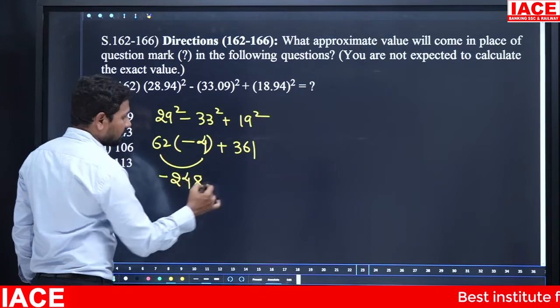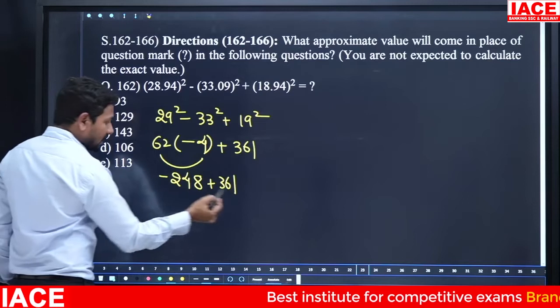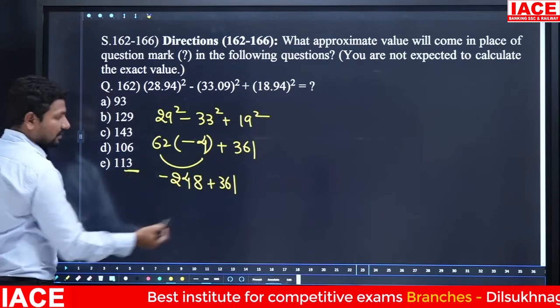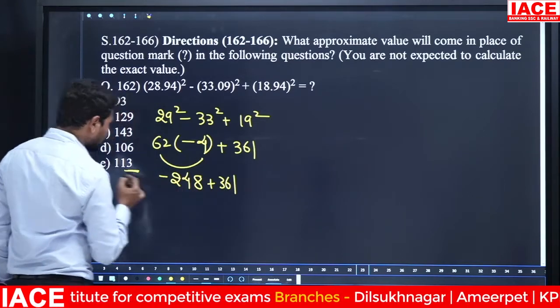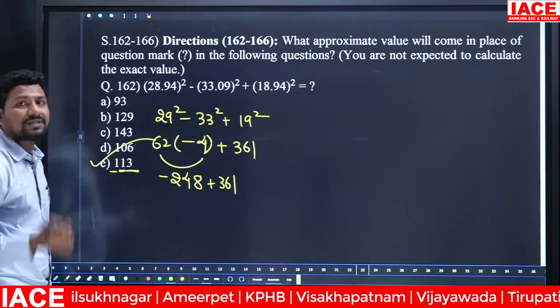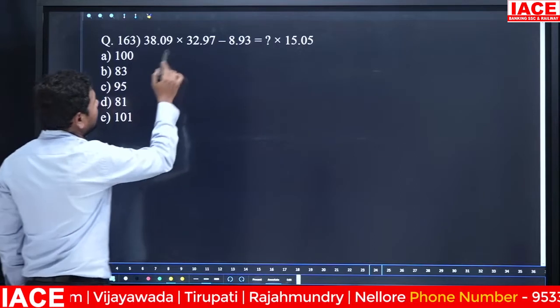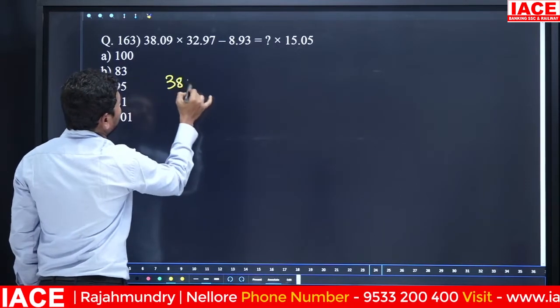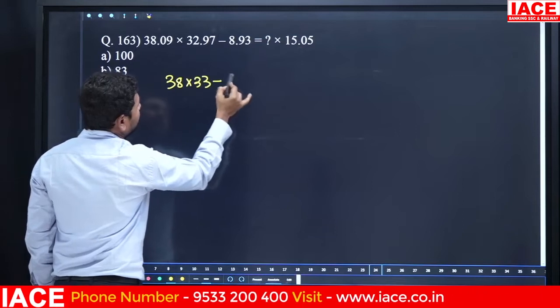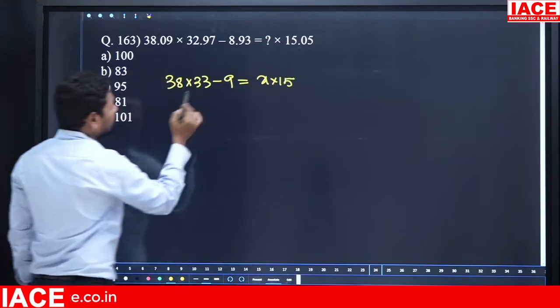24 minus, plus 361, and 11 minus 8 is equal to 3, 5 minus 4 is equal to 1, and 3 minus 2 is equal to 1. Then which option is correct? Option E is correct. Next, 38 into 33, 38 into 33 minus 9 x into 15 and multiply with 38.